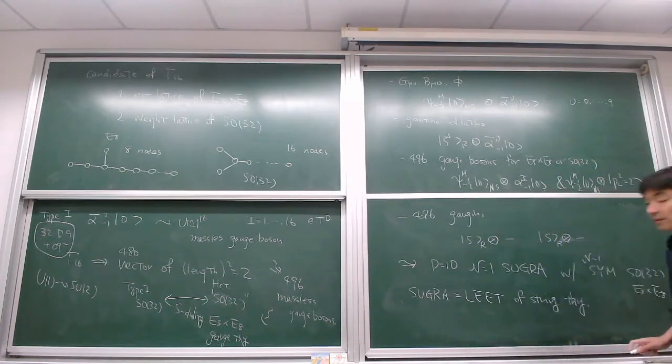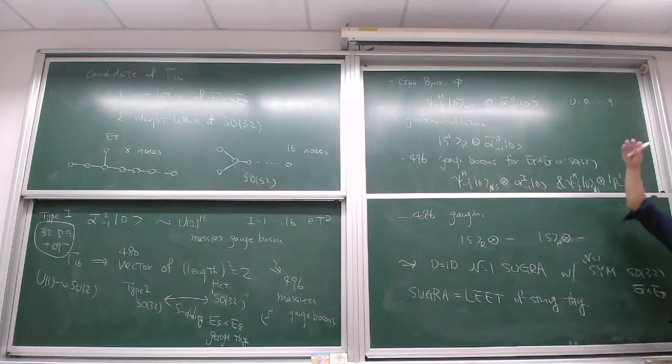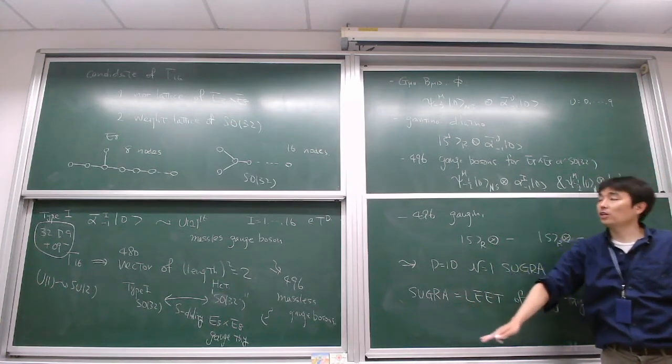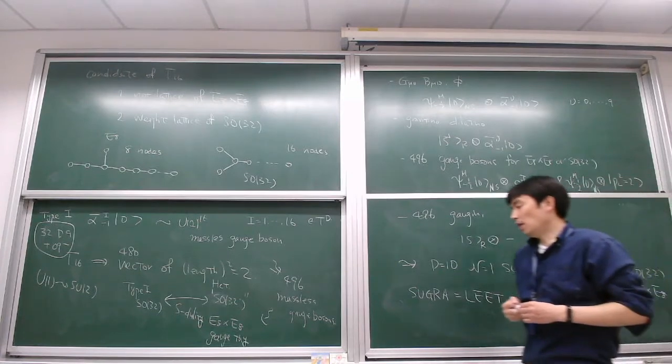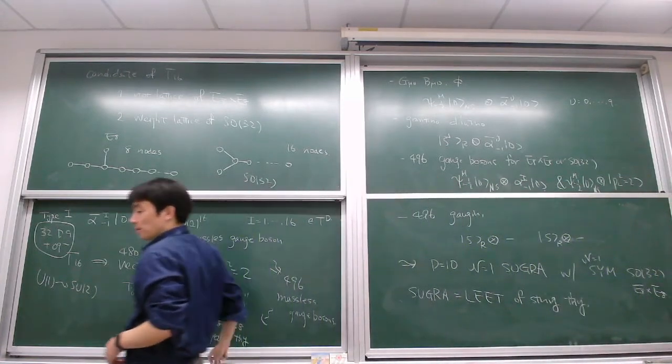Namely, the low energy effective theory is where you go to low energy and just integrate out all the massive modes. So you only look at the massless modes. That's the low energy theory. So supergravity is written in terms of all the massless fields of the string theory. You just ignore the massive states. That's supergravity. Okay, let's take a break.